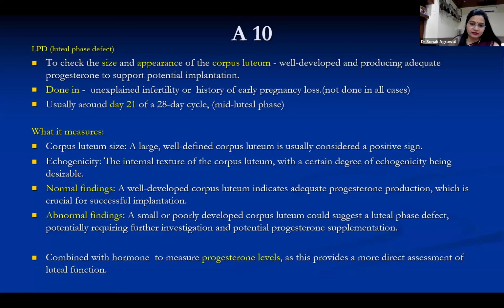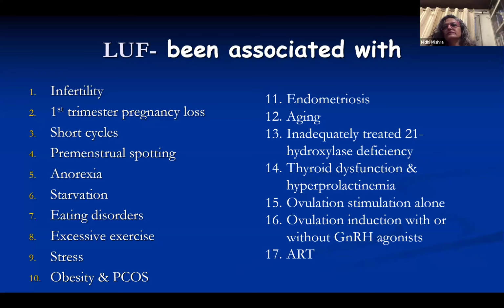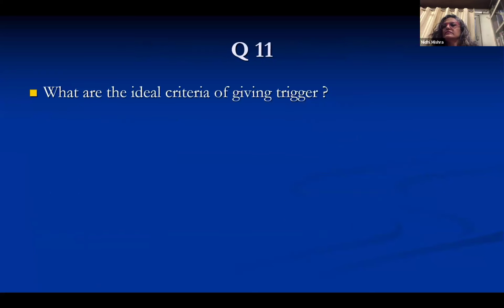Abnormal findings are when there is a small or poorly developed corpus luteum with low flow, which can suggest a corpus luteal defect. Though we have to further correlate with the progesterone level at that time. So it is combined with the progesterone level if you really want to say this is a luteal phase defect. So these are the few causes which can cause LUF.